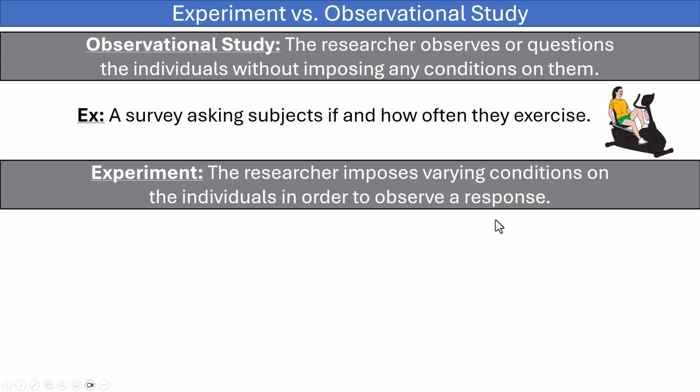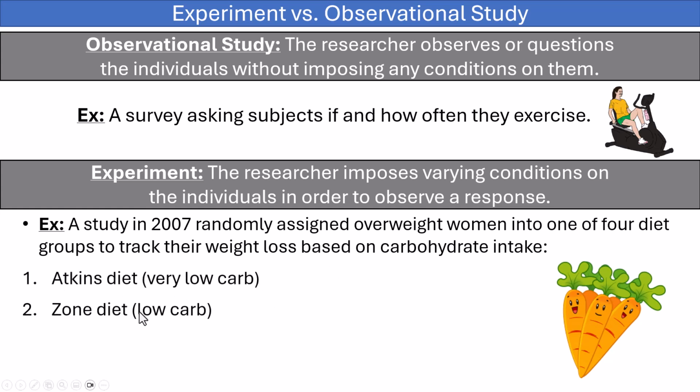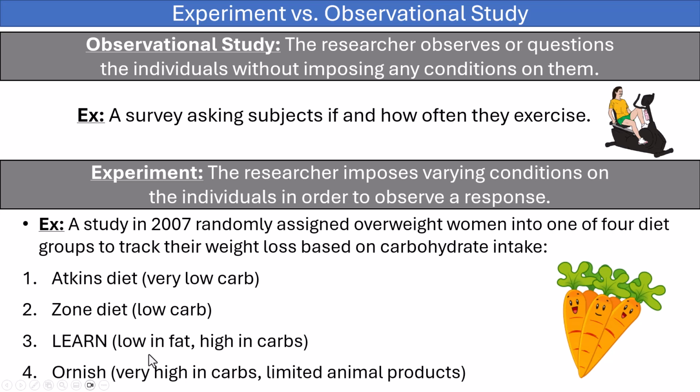to observe a response. For example, a study in 2007 randomly assigned overweight women into one of 4 diet groups to track their weight loss based on carbohydrate intake. The women were randomly assigned to one of 4 diet groups: the Atkins diet, which is very low carb, the Zone diet, which is low carb, the Learn diet, which is low in fat, high in carbs, or the Ornish diet, which is very high in carbs and has limited animal products. What makes this an experiment is because the women did not choose which of these diets they wanted to be in. They were randomly assigned to be in one of these 4 diets, which is what makes this an experiment.